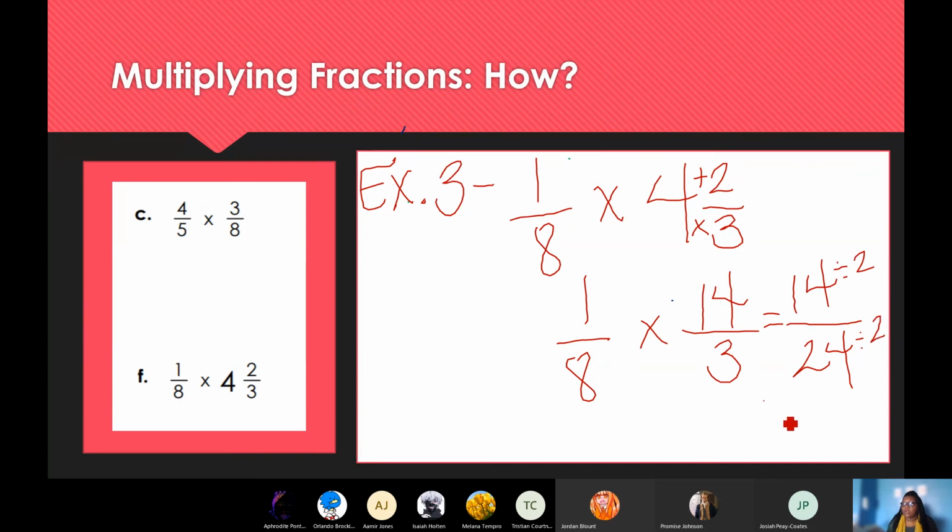2 times what will equal 14? 7. Very good. 2 times 7 will equal 14. And this might be a tougher one. 2 times what will equal 24? 12. So now my simplified answer to this question is 7/12.